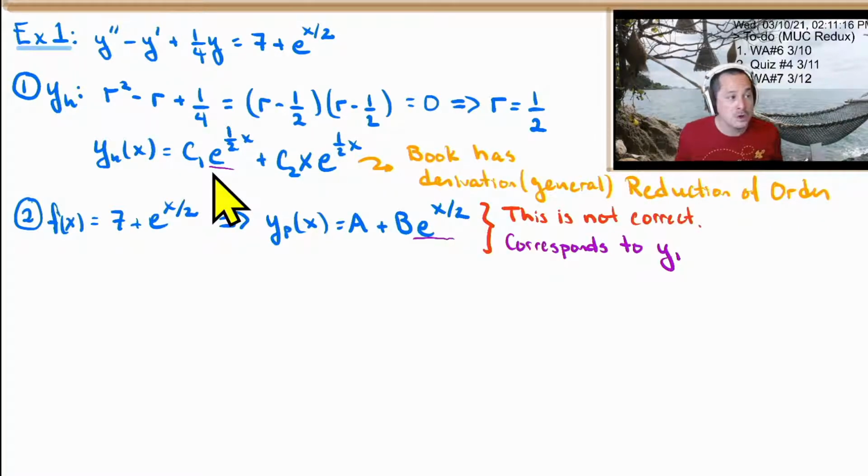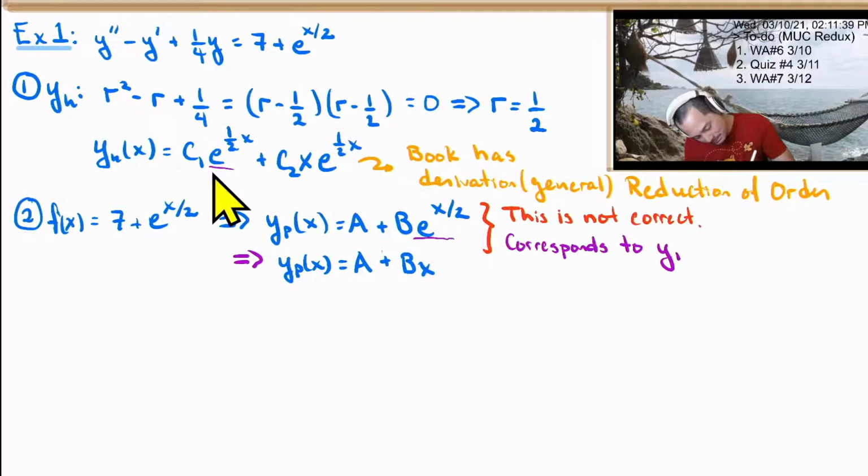Okay. Well, what would that mean? I'll use a purple implication sign, and that means I should make an upgrade. What is my upgrade? Okay, my y particular is now going to be the a. I wasn't really having a problem with the a, so I'll keep the a. And then this b e to the x over 2, that totally looks like the first of the two homogeneous solutions. So what am I going to do? I'm going to multiply by x to force it to be linearly independent from the homogeneous solution, the first term in the homogeneous solution. And then I'm going to follow this up with a statement saying this is not correct either.